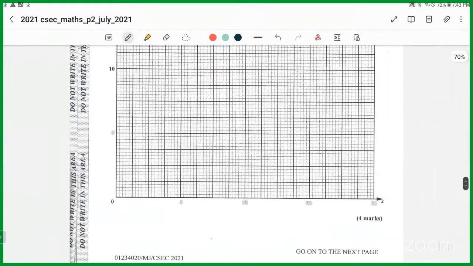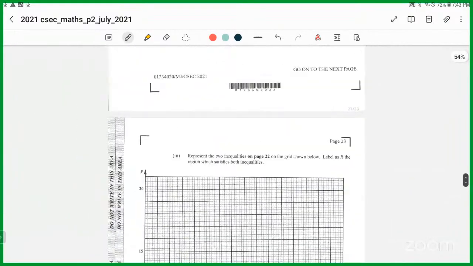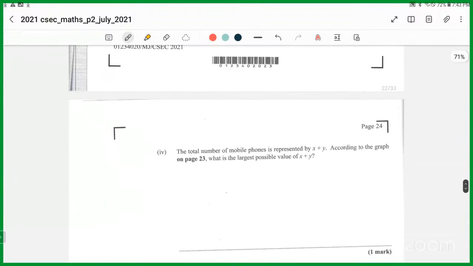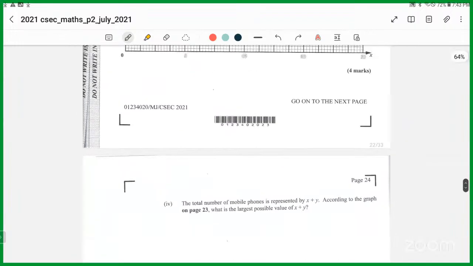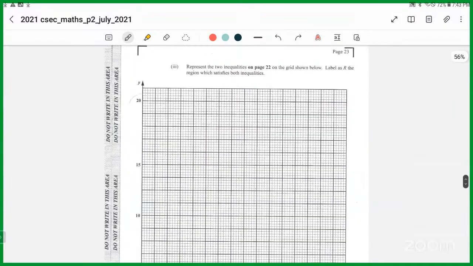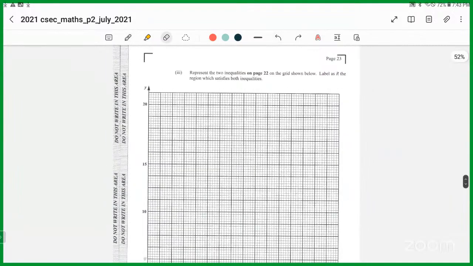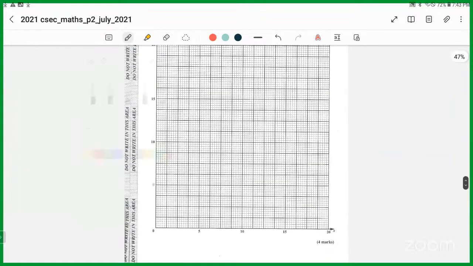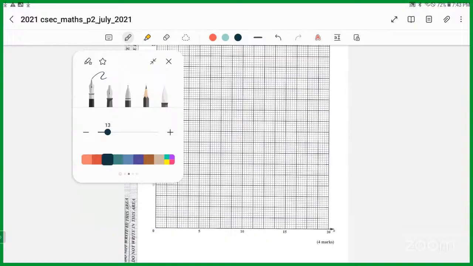I'm going to use that 20, but then we might have a problem finding the point of intersection that I needed. It says the total number of mobile phones is represented by x and y. According to the graph, what is the largest possible value of x and y? We can use the scale now, but this 20 up here would be right only if you're using the scale that they gave us. Let me try to work with this scale and see what happens. This 20 up here would not be correct for sure.